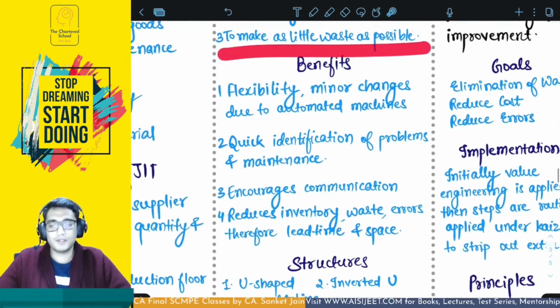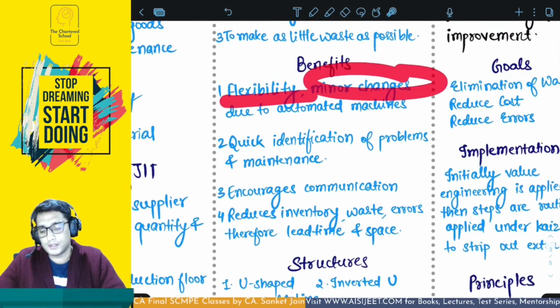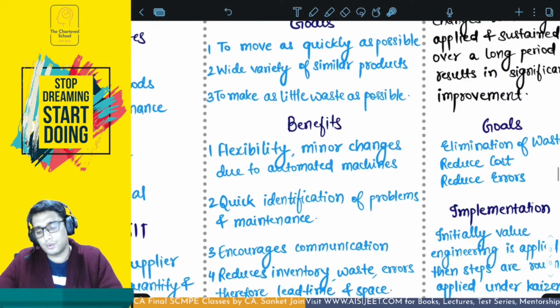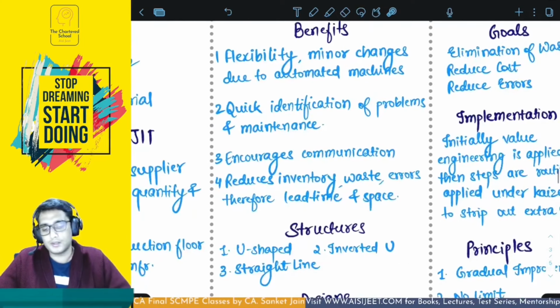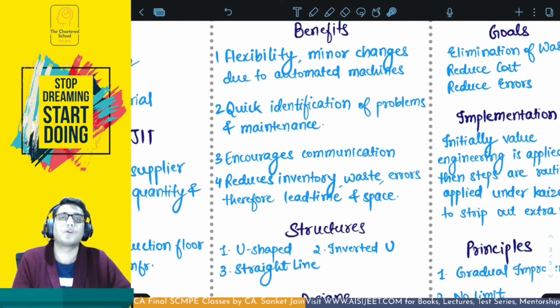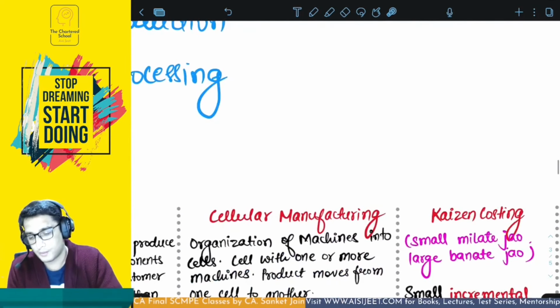Now there are certain benefits from cellular manufacturing. First, you get more flexibility. You can make minor changes to the production because of the automated machines, so you can make a wide variety of similar products. Second, you can quickly identify problems and accordingly do the maintenance. Because every machine is now divided into a cellular structure, there are certain machines in, let's say, I'm going to draw and explain this.